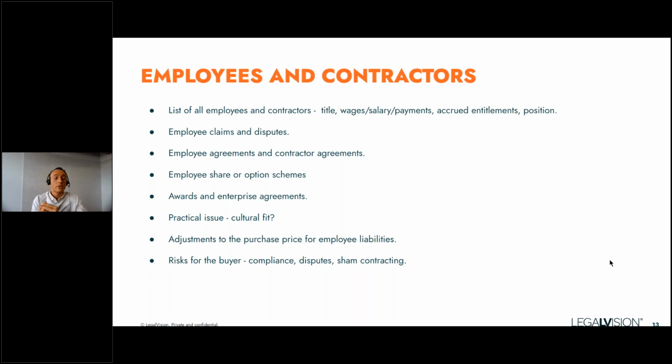Looking at contractor arrangements, are those legitimate contractors? Has there potentially been a situation where there have been sham contracting arrangements in place, and really those people are deemed employees and should have been deemed employees? And then what are the consequences and risks involved with that?